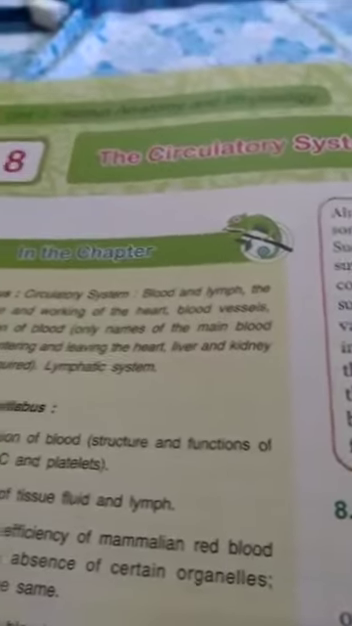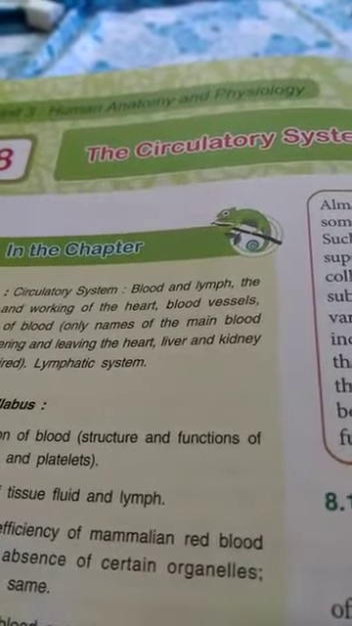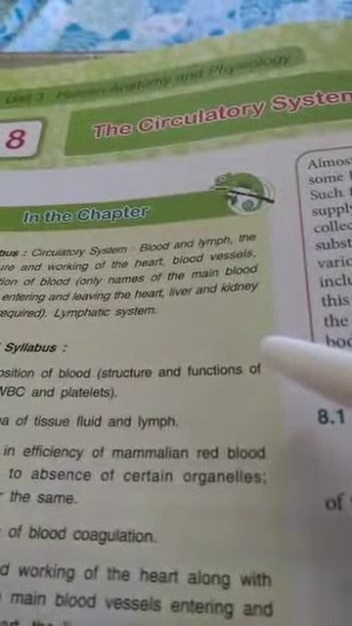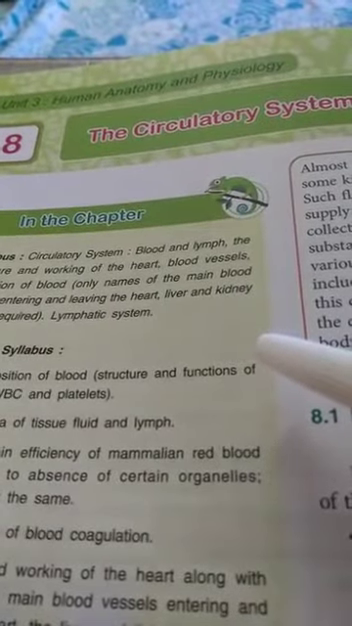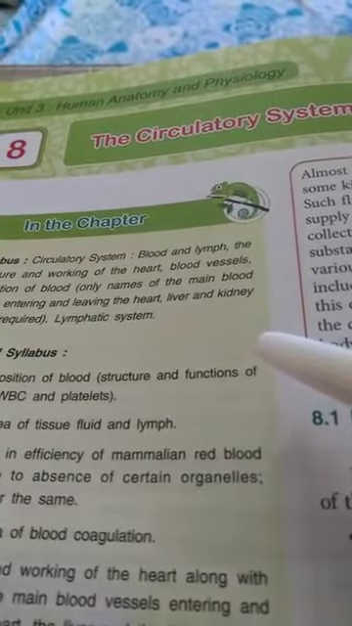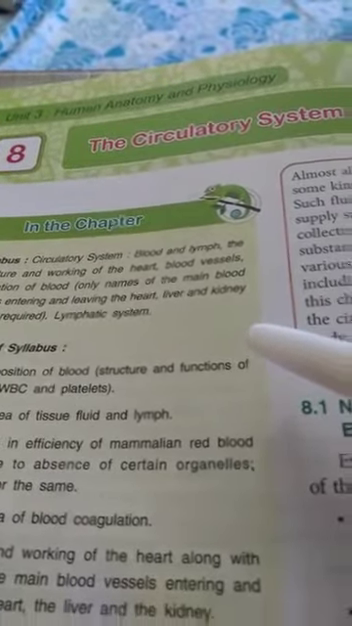Hello students, today we will study chapter number 7, the circulatory system. There are many systems in the body like the digestive system, respiratory system, excretory system, circulatory system and reproductive system.